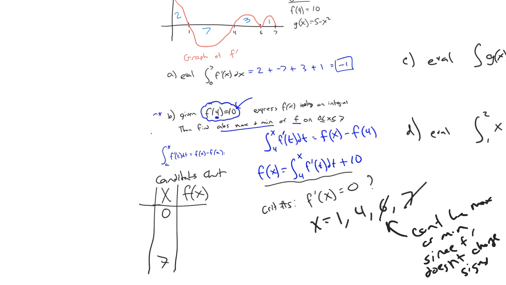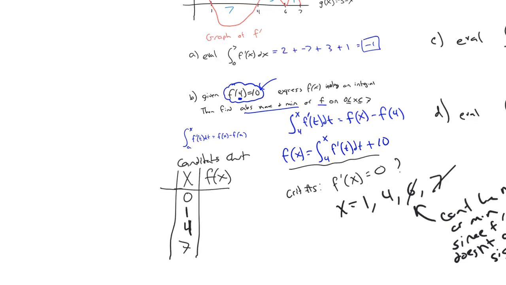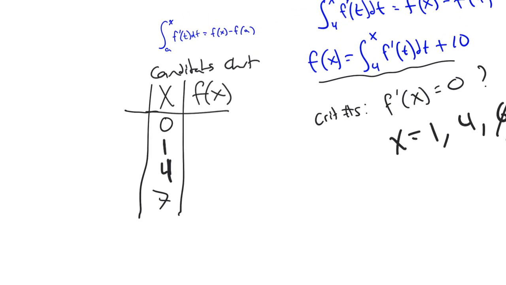So I've got 1 and 4 as the critical numbers I need to test. In my candidates test, I've got an endpoint, a critical number, another critical number, and another endpoint. As soon as you see absolute max and min, you know you need a candidates chart. All right, so I have to evaluate these 4.